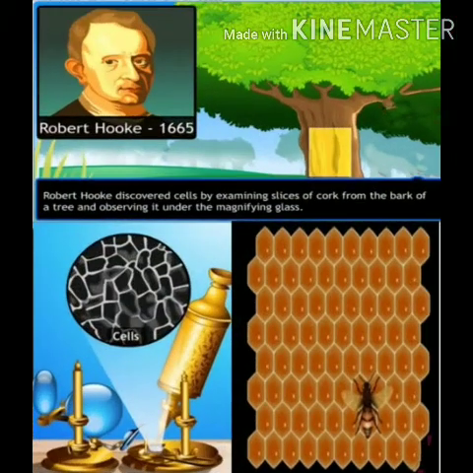Next, let's first learn who is responsible for the discovery of cell. For the discovery of cell, it is the scientist Robert Hooke, an English scientist, who discovered this. He discovered cells by examining slices of cork from the bark of a tree and observing it under a magnifying glass.